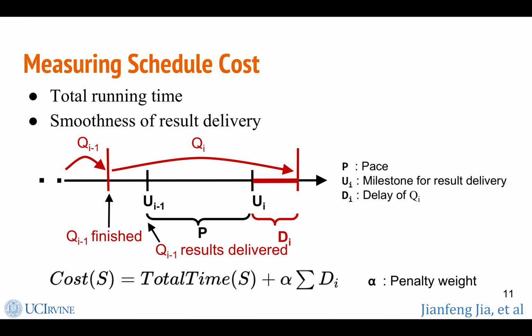Total running time is the total time the scheduler has spent to complete the result. And smoothness evaluates how the result is being delivered to the end user. It should not be too fast and should not be too slow.